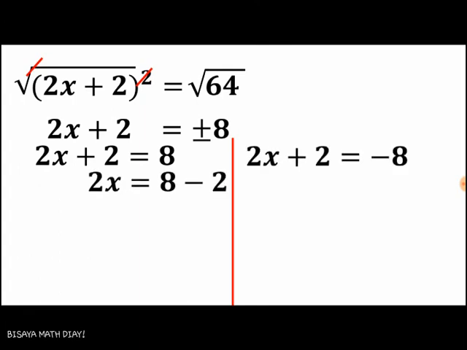Balhin ang positive 2. Mahimong negative. And so 2x is equal to 8 minus 2. Unsa ang 8 minus 2? 6. So para x na lang, we divide both sides by 2. Cancel out 2. X is equal to 3.